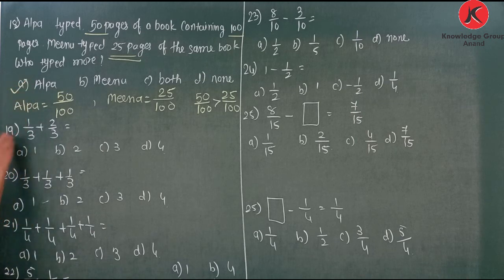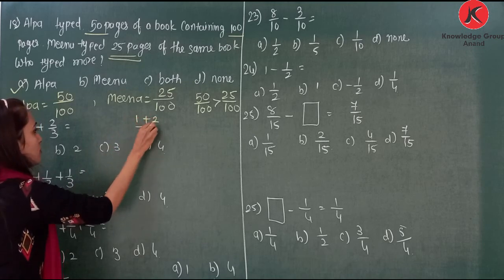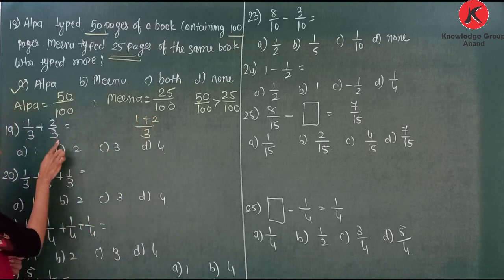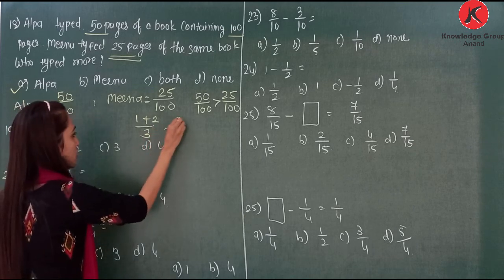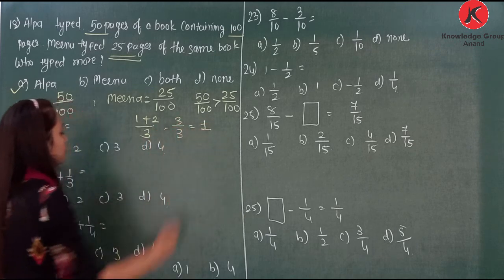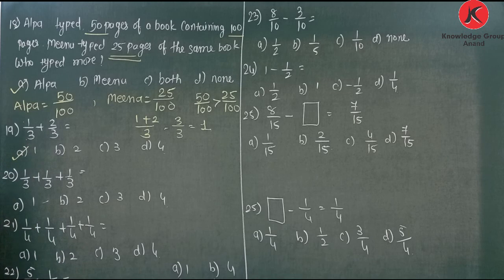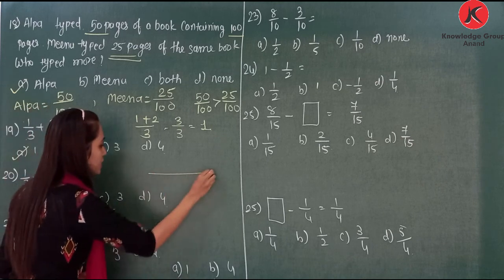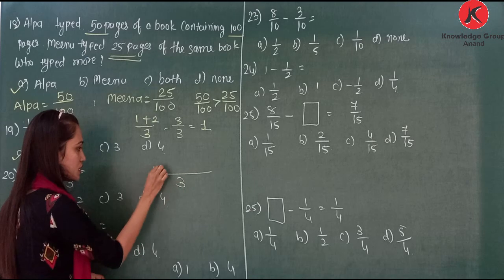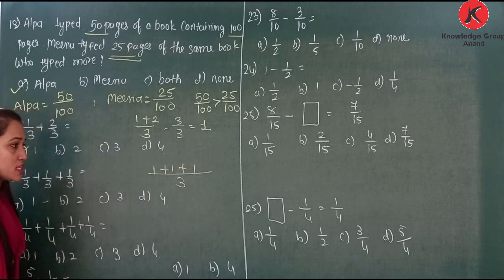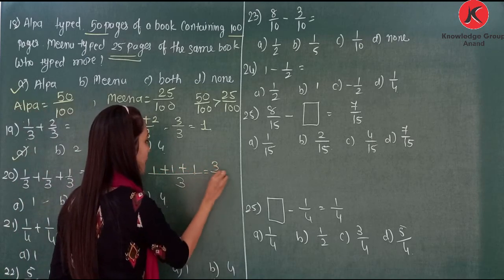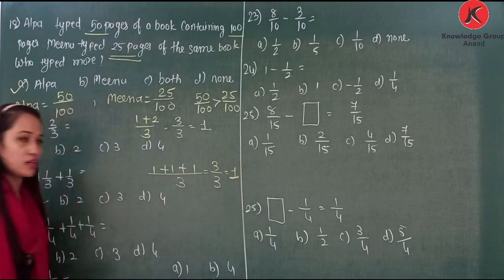B. Next, addition: 1 by 3 plus 2 by 3. The denominator is the same, so directly add the numerators, 1 plus 2, divided by 3. Do not add the denominator, okay? So it is 3 by 3, so the answer is 1. Next, 1 by 3 plus 1 by 3 plus 1 by 3. Again, the denominator is the same, so the denominator remains the same, only add the numerator. 1 plus 1 plus 1, so that is 3 by 3, so the answer is 1.